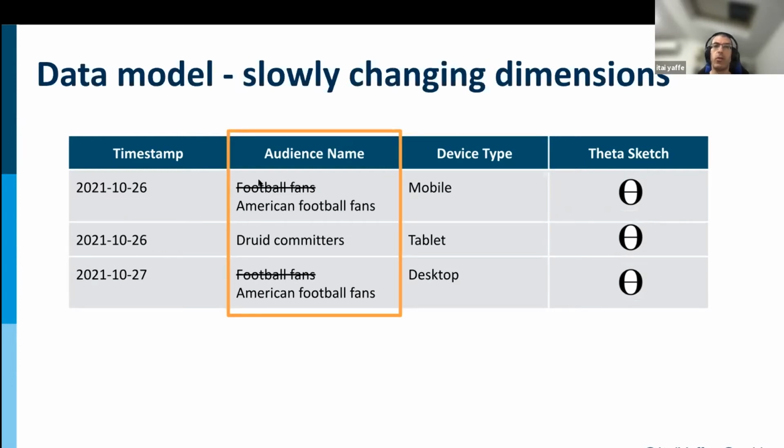Another thing would be slowly changing dimensions. So for example, let's say we want to change the audience name from football fans to American football fans, because we all know American football and football is not the same, right? And so with the naive approach, if we actually store the audience name, then changing the audience name in this example would require us to either re-ingest the data or find some other hacky way to do that.